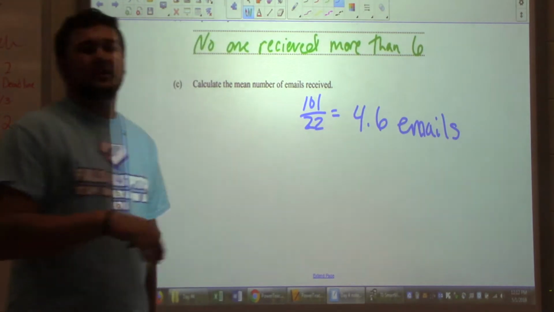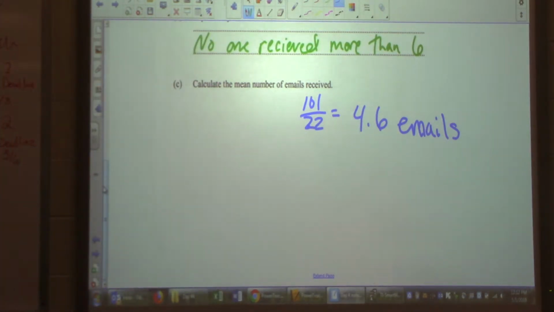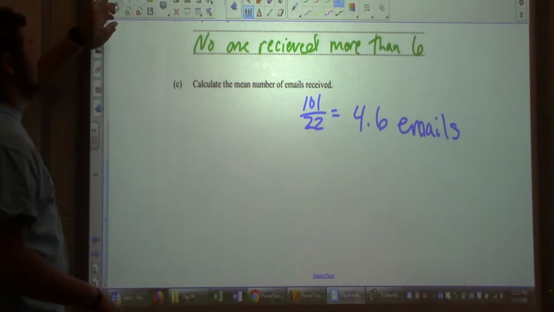Did anyone do it in their calculator? Yeah. Did you do it in your calculator? Did you get 4.6? Yeah. Sweet. So we had the same answer. That's usually a good thing. Any questions on that? Nothing? No questions? Alright. Keep rolling then.